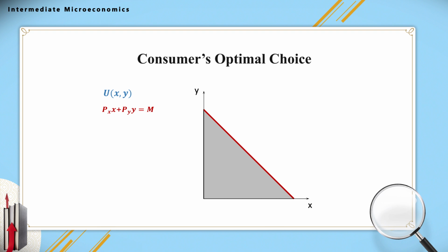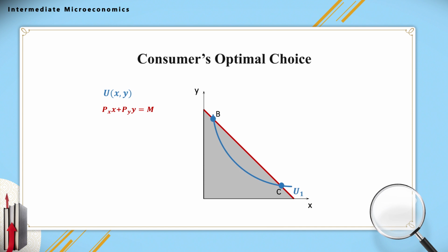By making the utility function equal to a specific value, you can draw an indifference curve for a given utility level. A higher indifference curve represents a higher utility level. The consumer wants to achieve the highest indifference curve, but he is constrained by the budget.